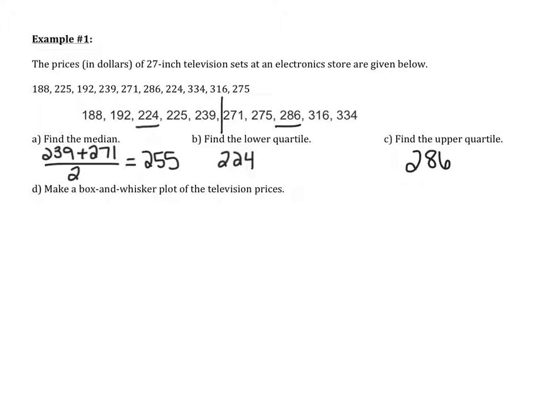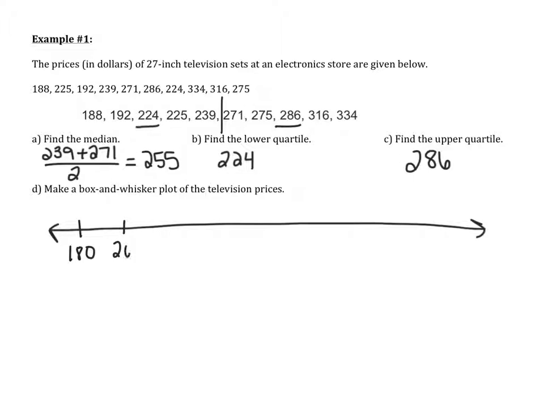So now for part D, when it says make a box and whisker plot of the television prices, remember we have to put this on a number line. So the hardest part here is just deciding how we're going to divide up the number line so that it's easy and convenient for us to place numbers on it. So what I do is look at my minimum and my maximum and decide off of that how I'm going to divide up my number line. So my lowest is 188, my highest is 334. So I'm thinking if I start at 180 and count by 20s, I could easily get up to 334. So 180, 200, 220, all the way up to 340.